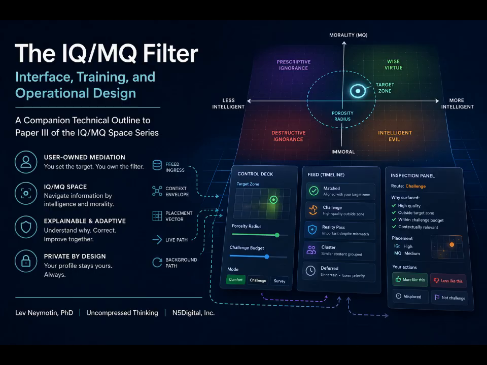It's total transparency. Was it a strong match for your target zone? Was it forced through via your challenge budget? Was it a reality pass? The transparency is just built into the UI.